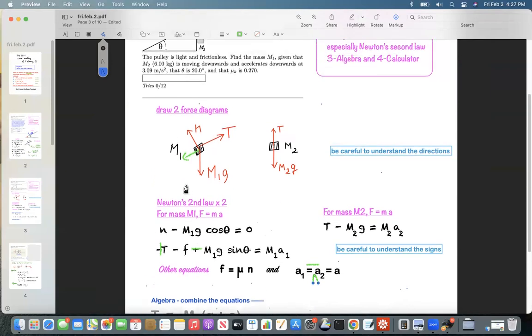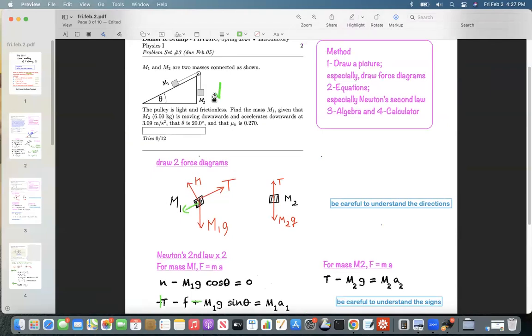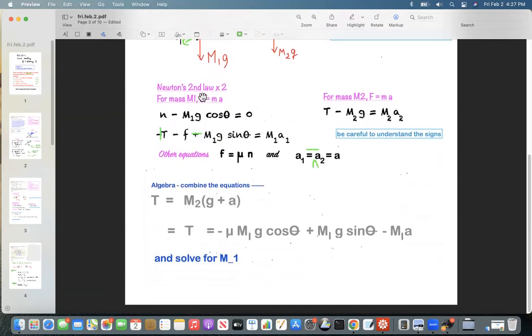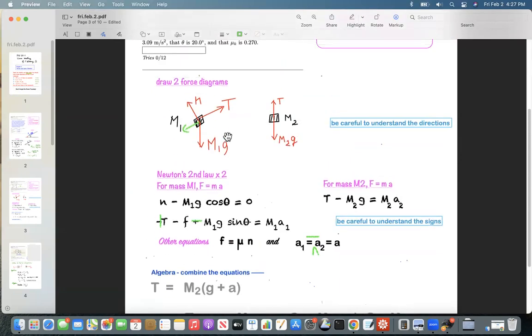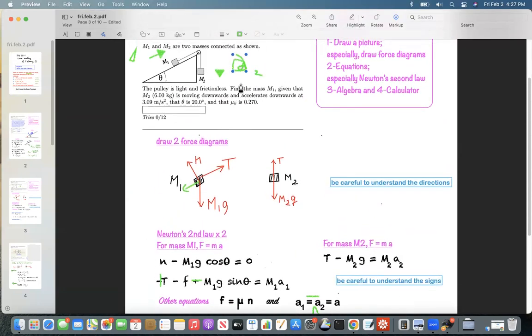I guess the easiest way to do this problem would be to say, I'm going to calculate this A2, and I'm going to calculate this A1. And those will have to be equal. But A2 will have to be positive downward. All right, well, now I have a bunch of equations, but I don't have the answer. The question is, what's M1?